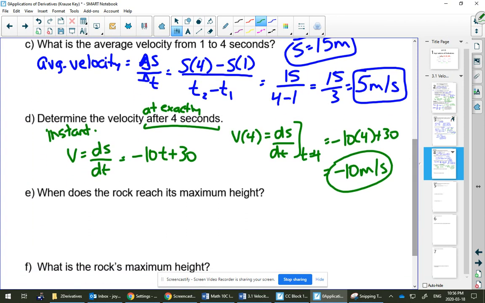So that would mean that the rock, with the negative, is going to tell us that the rock is moving down. So our negative velocity here is going to tell us the direction that that rock is moving, and that rock is moving down.